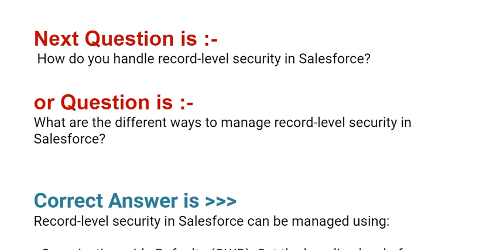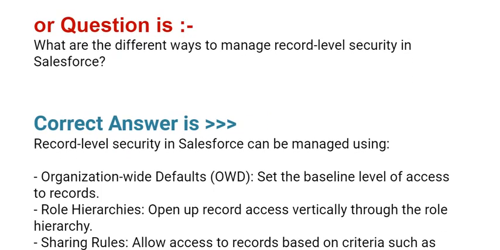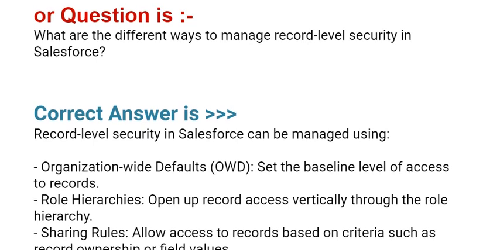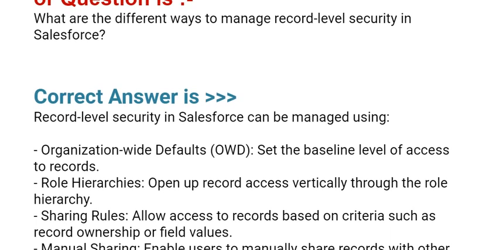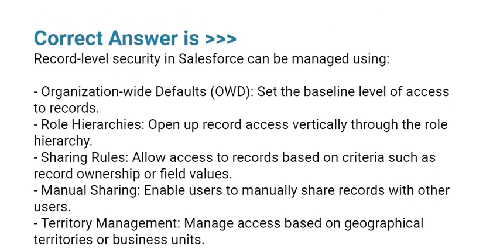Your answer should be, record level security in Salesforce can be managed using organization-wide defaults (OWD). Set a baseline level of access to records. Role hierarchies. Open up record access vertically through the role hierarchy. Sharing rules. Allow access to records based on criteria such as record ownership or field values. Manual sharing. Enables users to manually share records with other users. Territory management. Manage access based on geographical territories or business units.